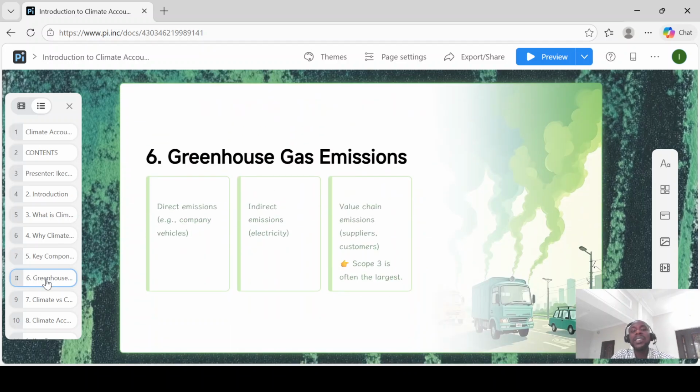What are the greenhouse gas emissions? There are Scope 1, Scope 2, and Scope 3 emissions. Scope 1 emissions are direct emissions, which come from company vehicles and the company's processes, whereas Scope 2 indirect emissions could be added on processes like electricity. And we have the Scope 3 emissions, which involve our value chain emissions, such as our suppliers and customers, which is the bulk of our greenhouse gas emissions.